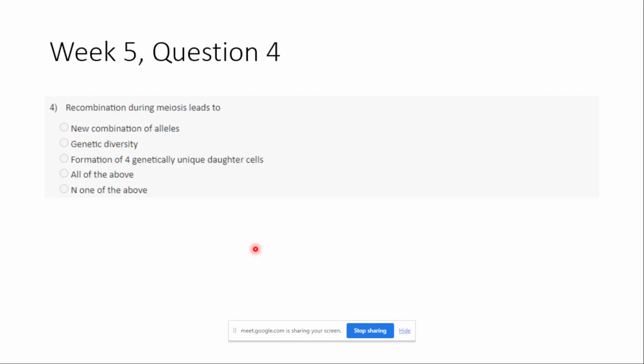Next question is, recombination during meiosis leads to new combinations of alleles. Is it true? Yes, sir, genetic diversity. How? Due to recombination, there will be expression of some genes and some genes will be suppressed. Like if the mother has some genes and the father doesn't, then something will be expressed and some genes will be repressed. So the reason for the genetic diversity is specifically crossing over, right?